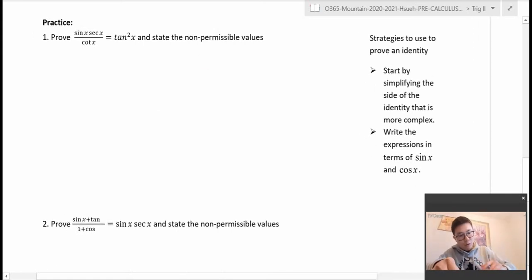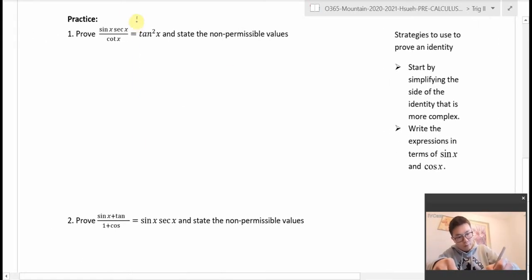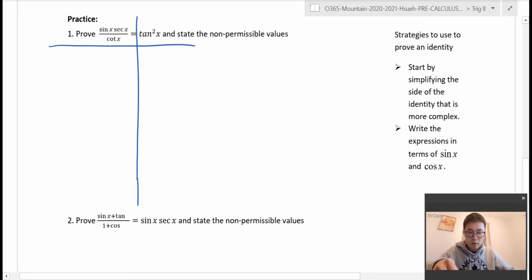All right, so let's take a look. I think for the first one, clearly, the one we need to simplify is the one on the left. Okay, so we have sine x, and that's the first step. Again, start by simplifying the easy side or the more complex side, and then write everything in terms of sine and cosine. So secant is the same thing as 1 over cos.